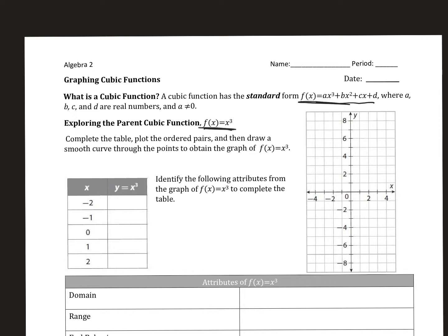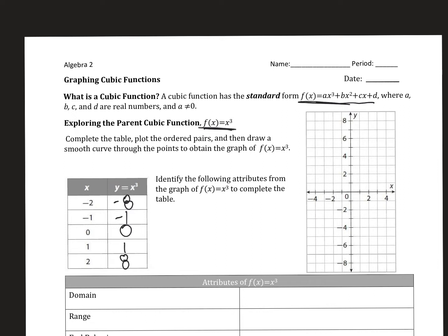And basically what you're going to do is take the number that's in the x column and take the cube of that. So for example, the very first one we do -2 and we cube it, and you should get -8. Okay, and we're going to follow that pattern all the way down. So -1 cubed is -1, 0 cubed is 0, 1 cubed is 1, and 2 cubed is 8.